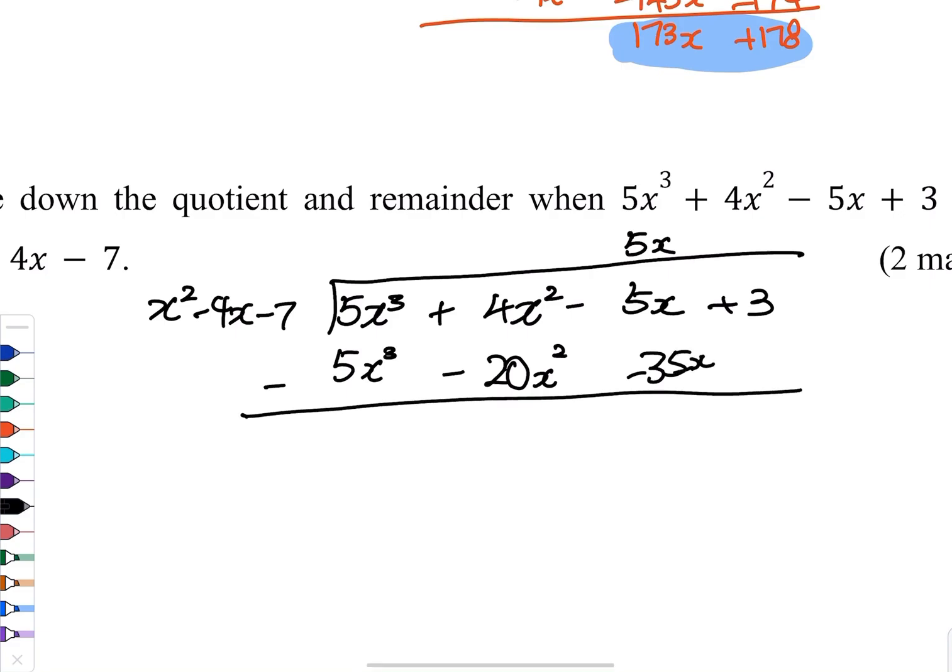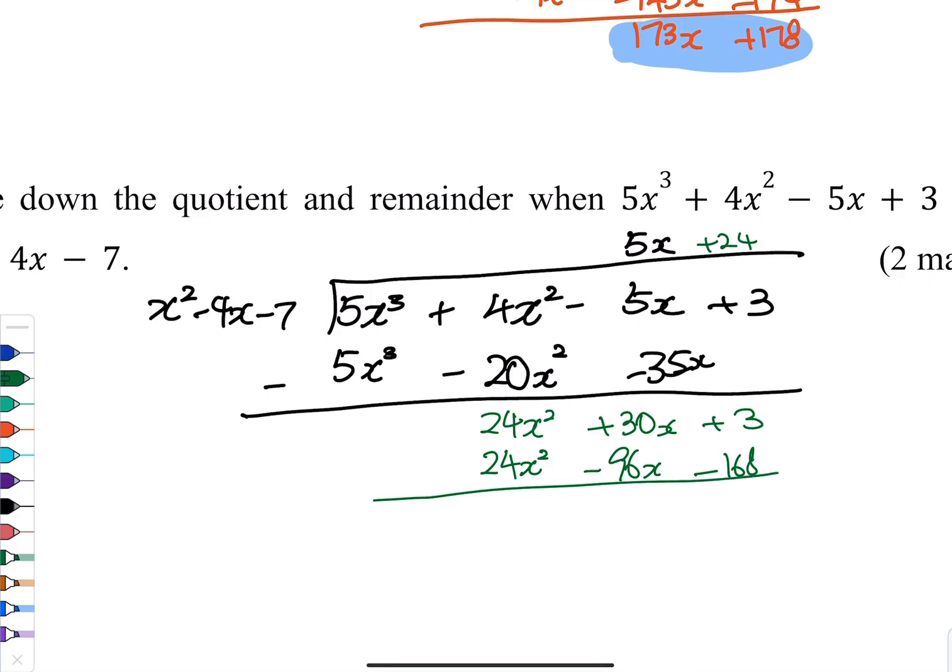Draw the line, hidden minus. 5 minus 5 done. 4 minus minus 20, you get 24. And then negative 5 minus minus 35, you can get that as positive 30x. And the other, just copy down. And then next, because 24x squared divided by x squared, you get 24. And then negative 4 times 24, you can get that as negative 96x. And then negative 7 times 24, you can get that as negative 168.